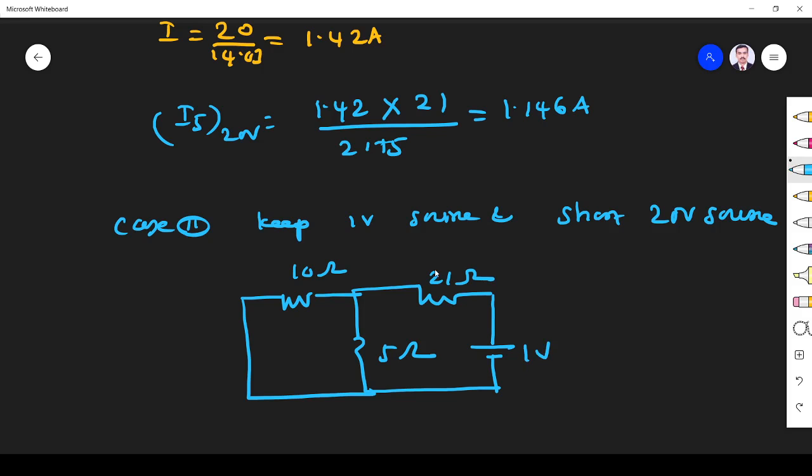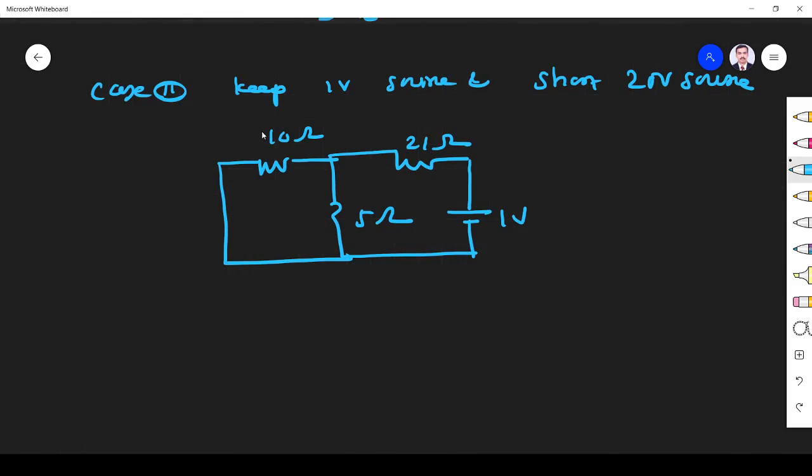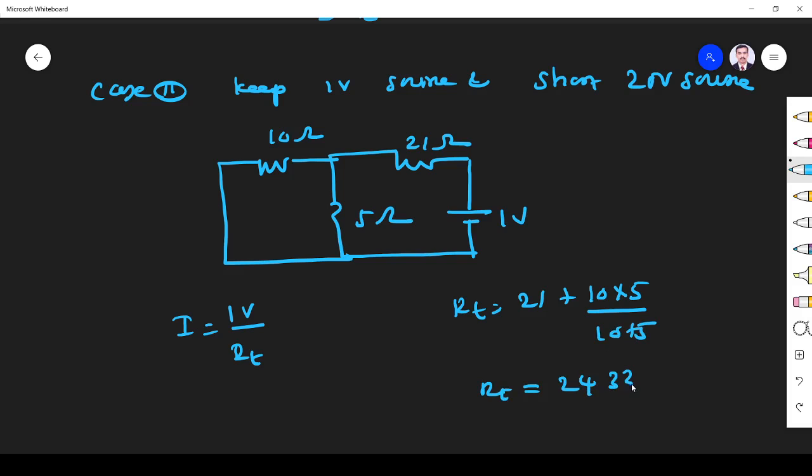Okay, now again I have to use the same technique. What is total I? Total I is equal to V by R total. V is 1 volt, 1 volt by R total. R total is, this is 21 and it is in series with 10 and 5 in parallel. So 10 into 5 divided by 10 plus 5. So R total is equal to 24.33 ohm. So I is given by 1 by 24.33, that is equal to 0.041 ampere.